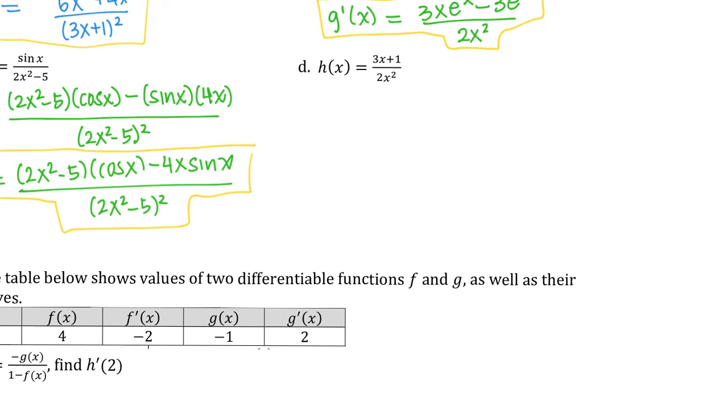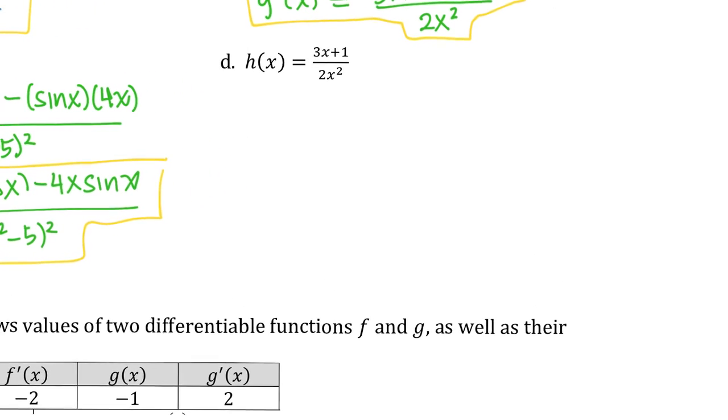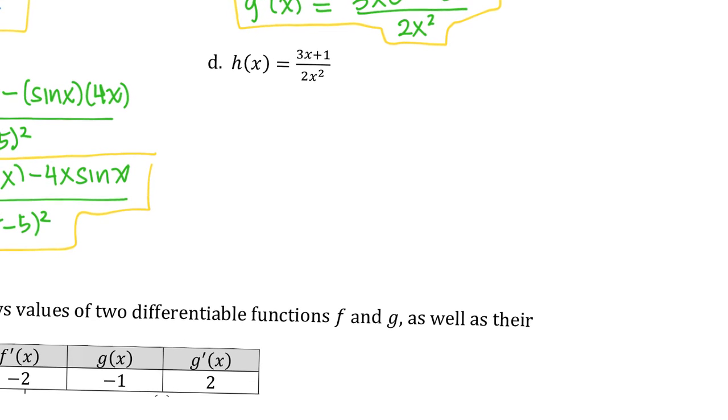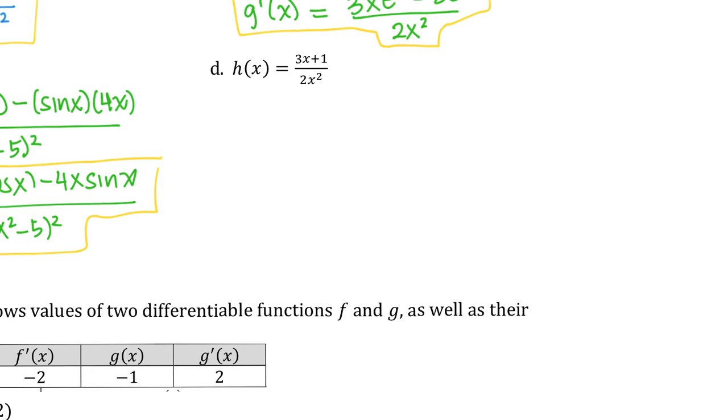Okay, now D, I can use the product, or I can use the quotient rule on it, but I don't have to use the quotient rule on it. So let me show it to you 2 different ways. Okay, say I see this and I'm like, quotient rule, let's do it. Okay, let's do the quotient rule real quick.